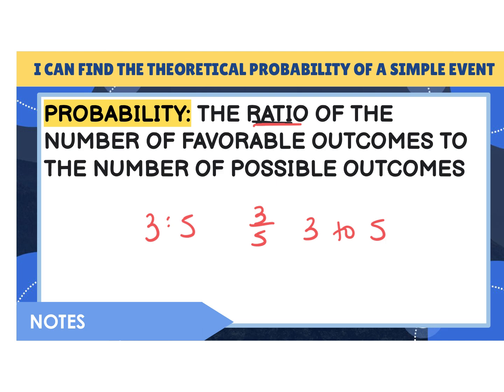So when we have probability, we need a ratio, which means we need the part over the total, which we'll get into next. But when we say what is the probability, you're never going to say the probability is 3. It's not going to be just one number. It's a ratio. We're comparing two things.